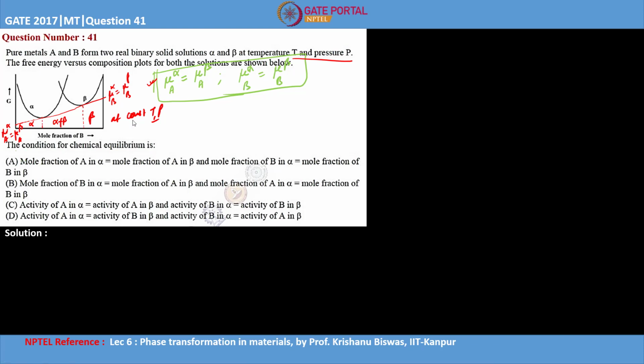Here in the options it is given in terms of activity. The activity of A in alpha is related to the chemical potential of A in alpha, so you can replace the chemical potential with the activity. The option matching this relation is: activity of A in alpha is equal to activity of A in beta, and activity of B in alpha is equal to activity of B in beta. So the right answer is option C for this problem. Thank you.